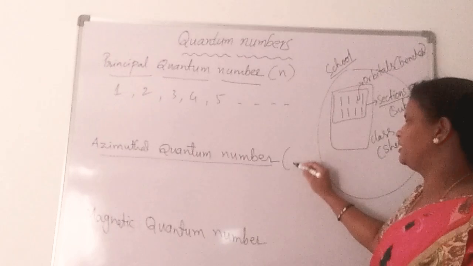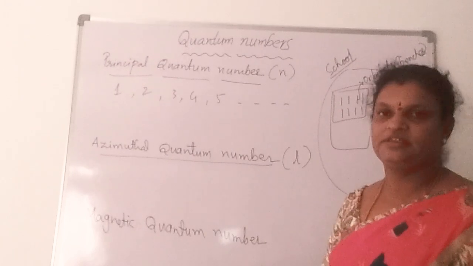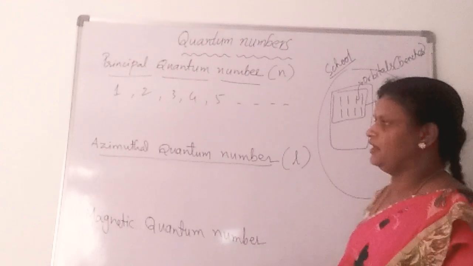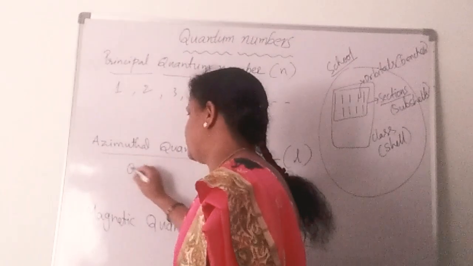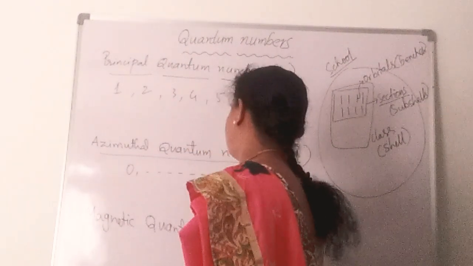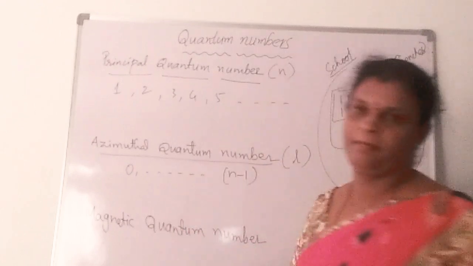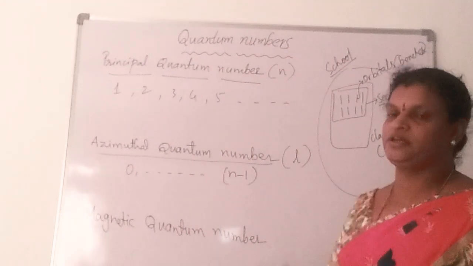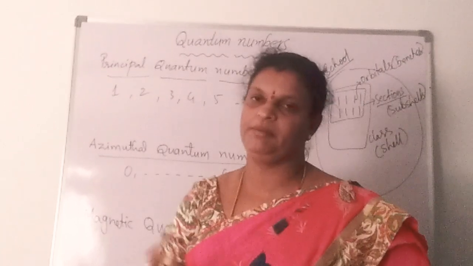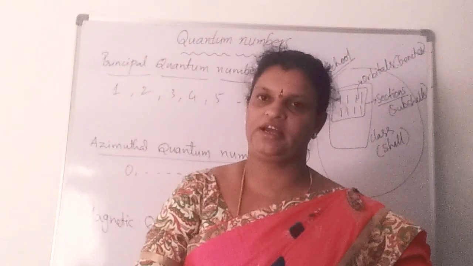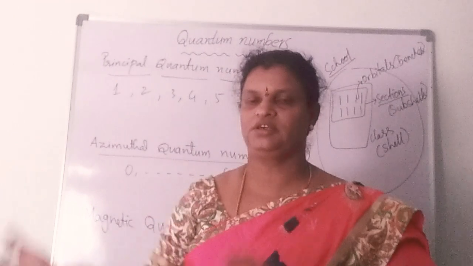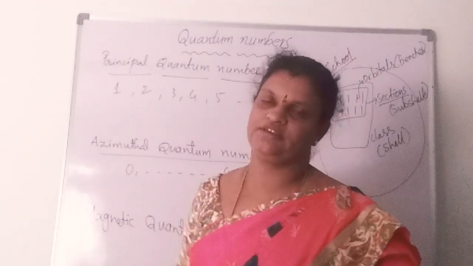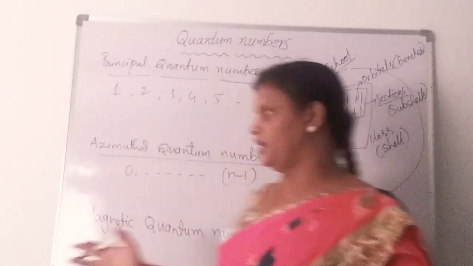For the azimuthal quantum number, we give the symbol L, right? This L will have values starting from 0 onwards up to n minus 1. In one class, how many sections there are depends on which class you are in. For example, in the first class it may be 2 sections, in the second class it may be 3 sections, depending on the strength of the students and how we divide them into sections.